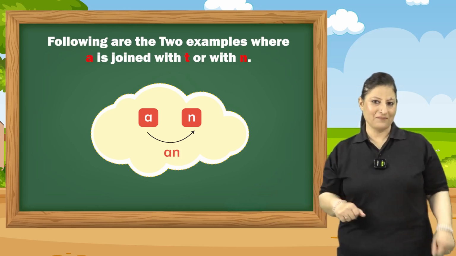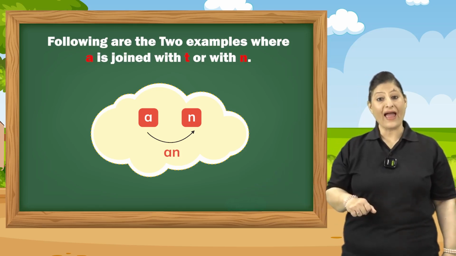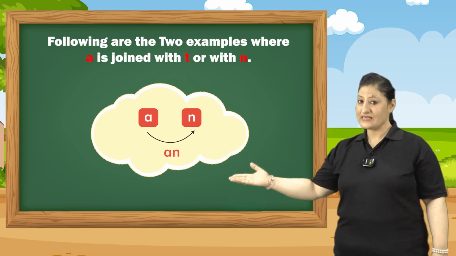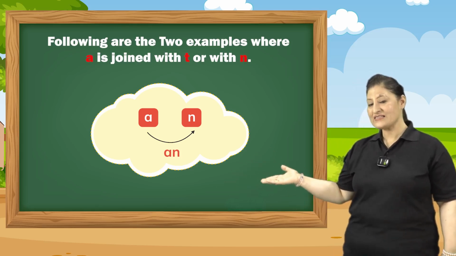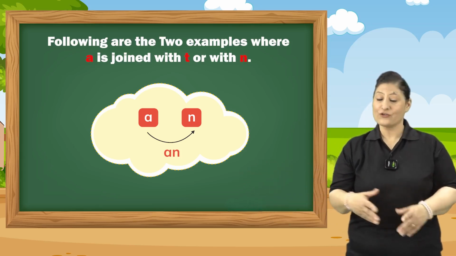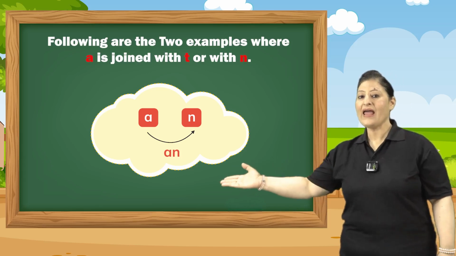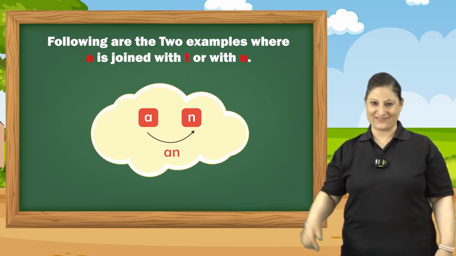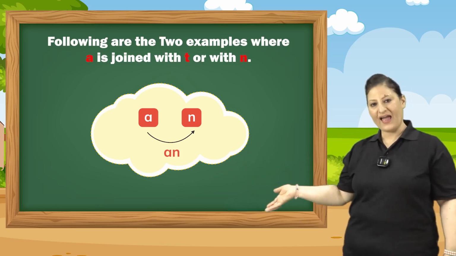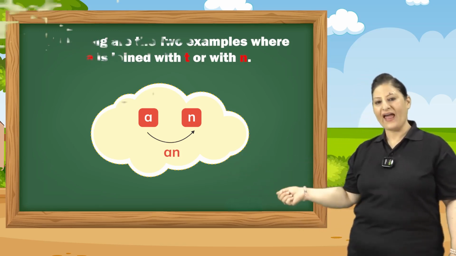Similarly, if we look at another example, where A and N both are enjoying together to form a new word, an. How is an formed? A says A and N says N. Come on, you all also try to join together. A, N, an. See children, it is so easy. At, an. Now children, we have learned how to make two-letter words.